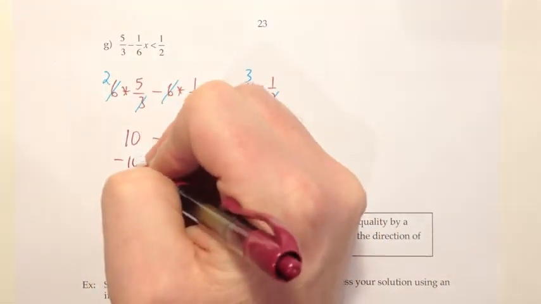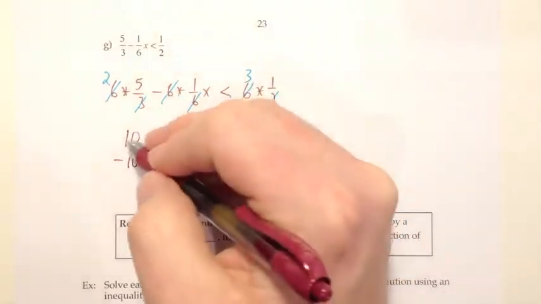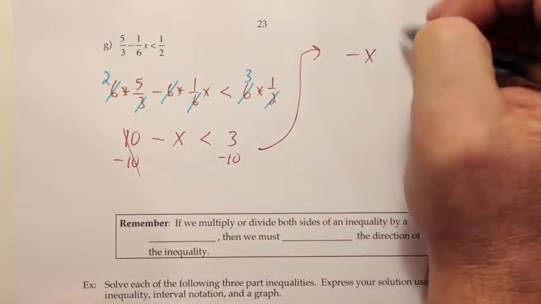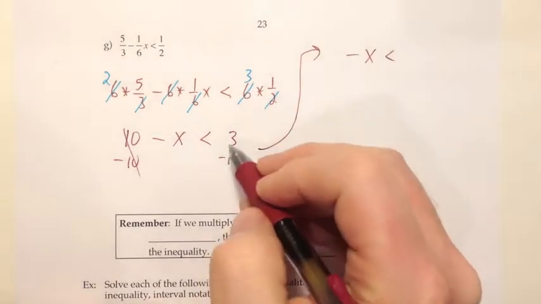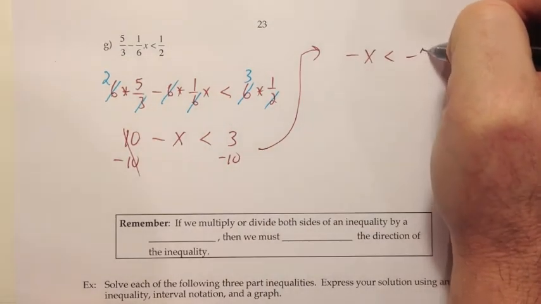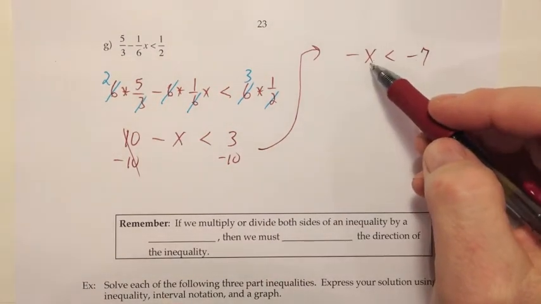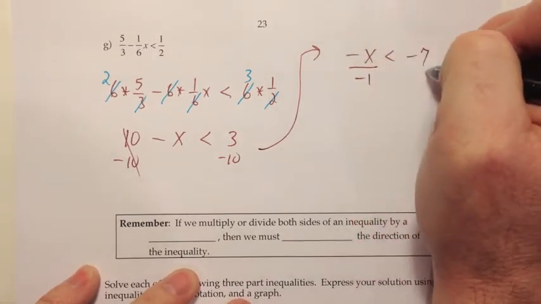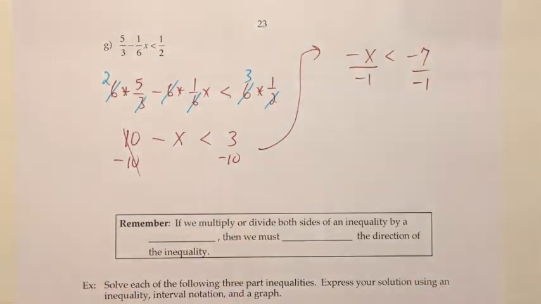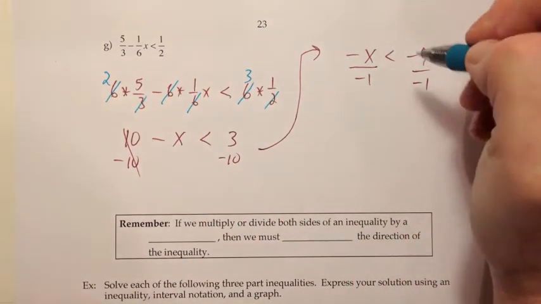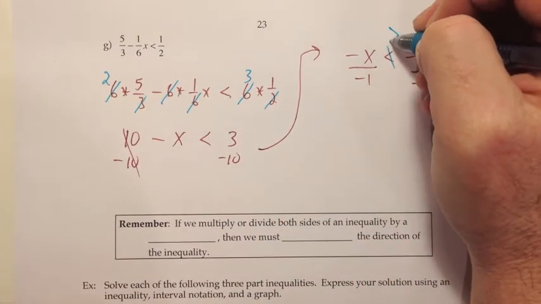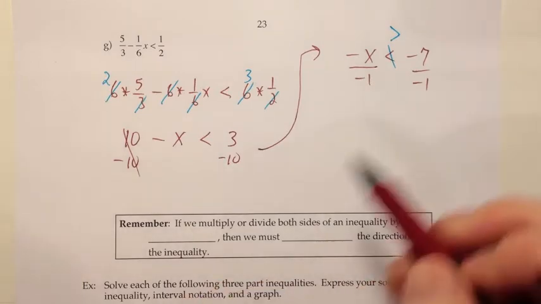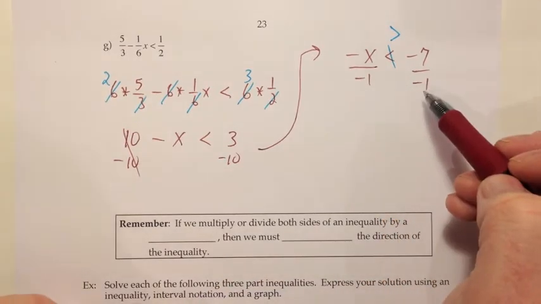And then we could subtract 10 from both sides. Those cancel. At that point it looks like I'm done almost. Negative x is less than, let's see, 3 minus 10 would be negative 7. But we don't want x by itself, or negative x by itself. We want x by itself. So I still have to get rid of that negative, and I would do that by dividing by negative 1. But if I divide by negative, I have to flip the direction on that inequality, or reverse the direction on that inequality. So that's going to become a greater than at the moment I divide by negative 1.